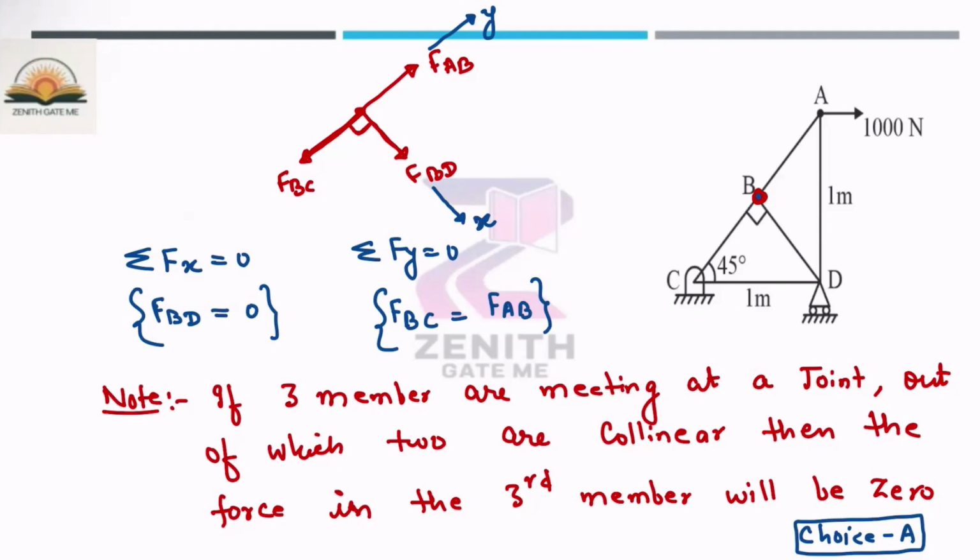So whenever you see three members meeting at a joint, out of which two are collinear, then the force in the third member will be 0. But please make a note of this: there is no force acting at this joint in this direction. Otherwise, suppose there is a force of 10 kilonewton, so this 10 kilonewton will be balancing this force. In that case, the force on the BD member will not be 0. But in this case, there is no force acting at the joint in the direction of BD. That means the force in the BD member will be 0. Okay, so now move to the next question.